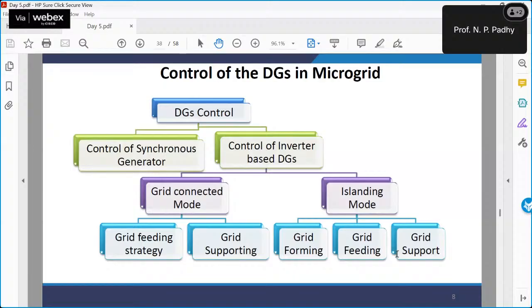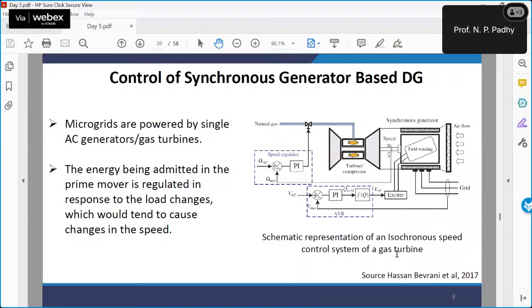So when you say it is grid feeding or grid forming, in one case it is acting like a current source, in the other case it is acting like a voltage source, and in the third case it is a combination of current or voltage source. I'll be teaching you very soon for detailed discussions. Before we get into that, let us quickly understand control of synchronous generator based distributed generations.